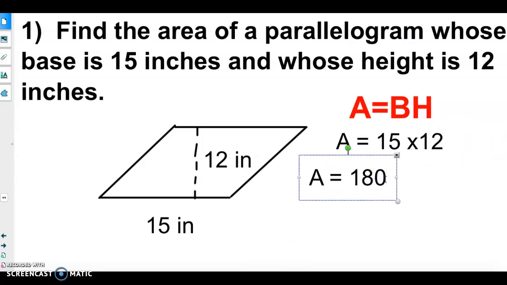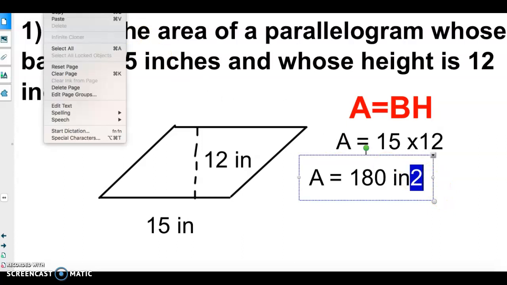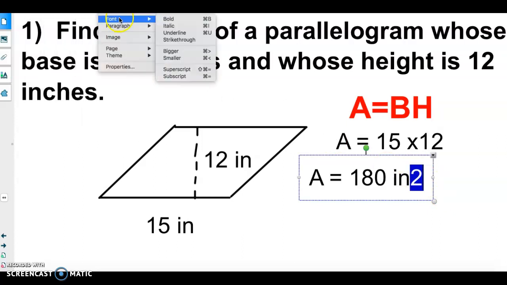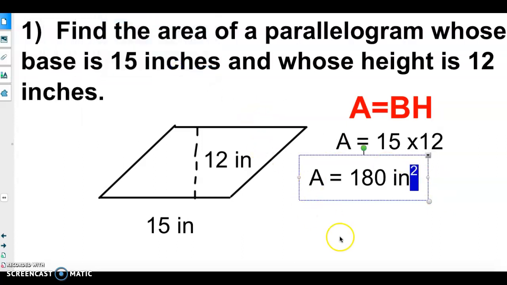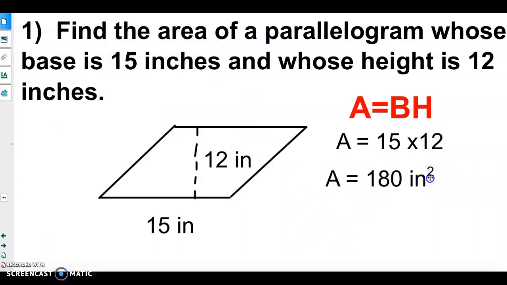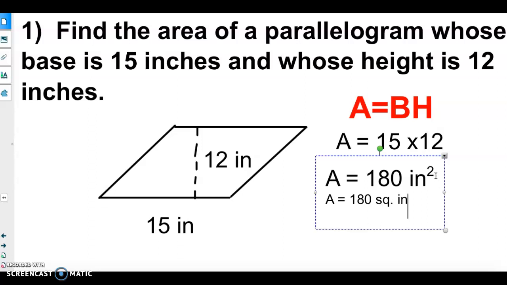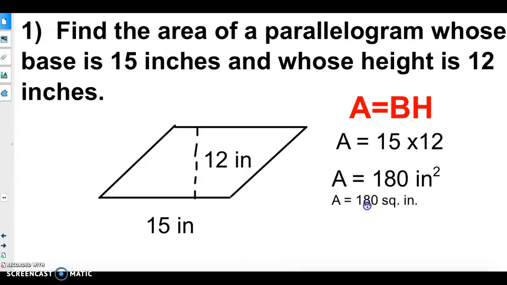And I label that as either inches to the second power or square inches. So I can show you the two ways that you can label it. It's a little challenging for me to label it like this when I type. So most of the times you're going to see me having it written as 180 SQ period IN period, which stands for square inches. So either way is fine. You can choose whichever one works for you.